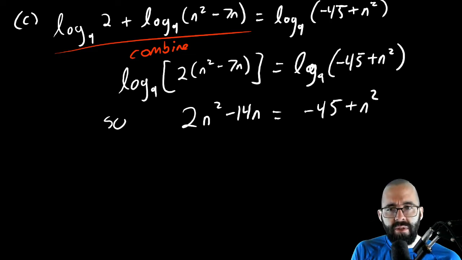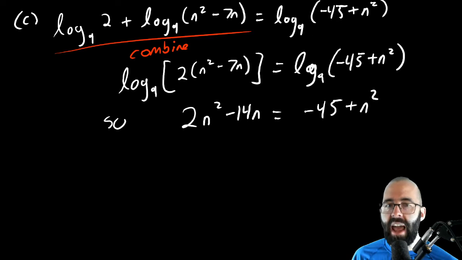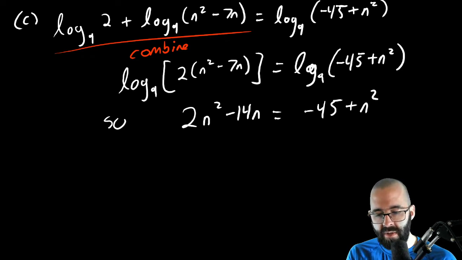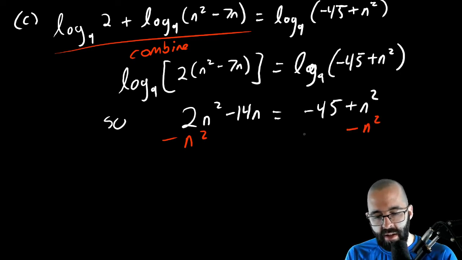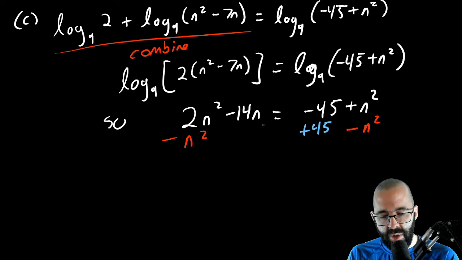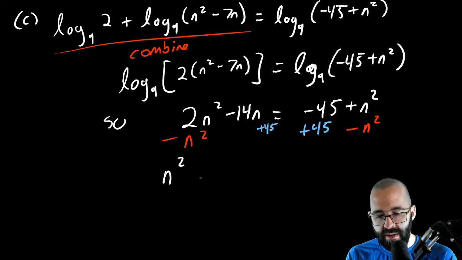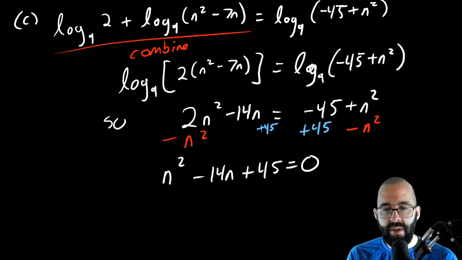So with a lot of equations, we want the variable on one side and the numbers on the other. But remember, quadratic equations are usually easiest if we have everything on the same side. Kind of one of the exceptions because of the unique way that we solve quadratic equations. So let's move everything over. Let's subtract an n squared from both sides and add a 45 to both sides. That's going to give us 1n squared minus 14n plus 45 equals 0.